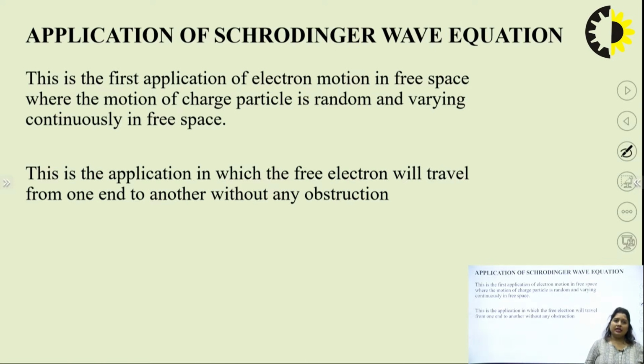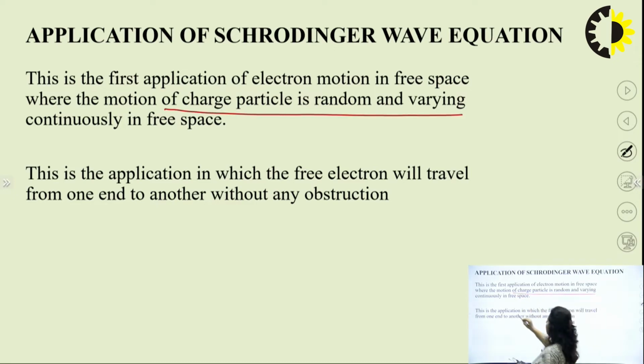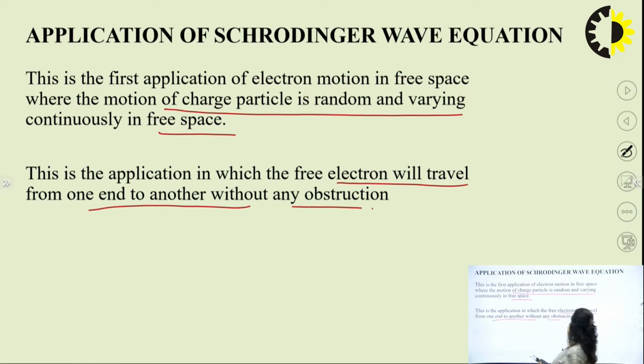But in the case of the Schrodinger wave equation, if we apply it in a particular lattice, the electron motion we have to consider as free space. So the motion of the charged particles is random and continuously varying in the free space. This is the application in which the free electrons will travel from one end to another without any obstruction.